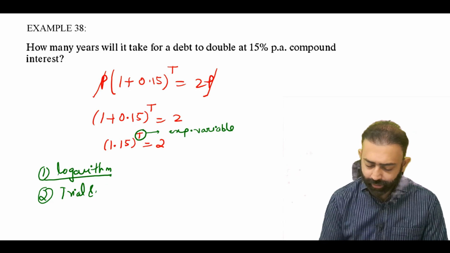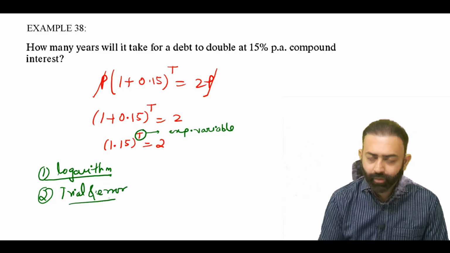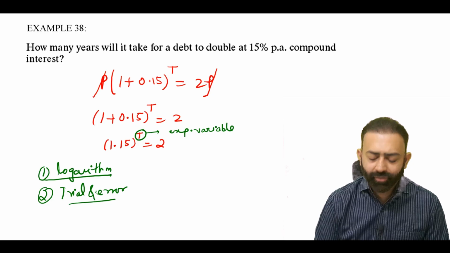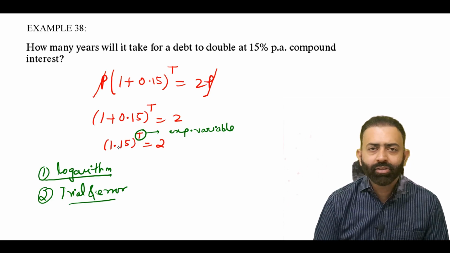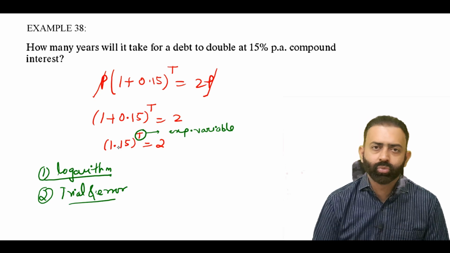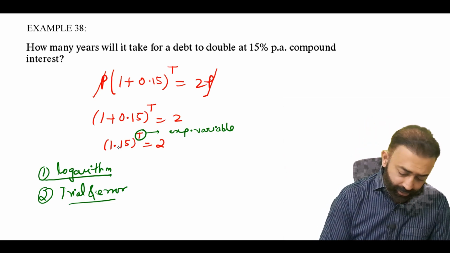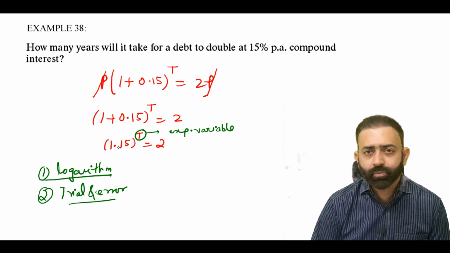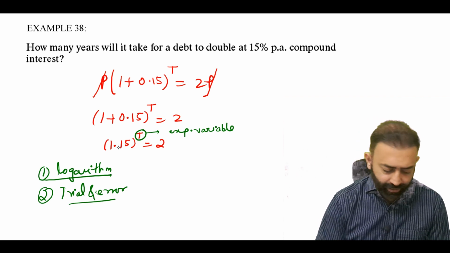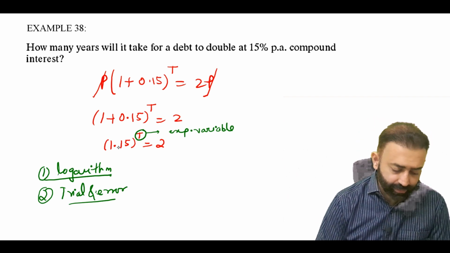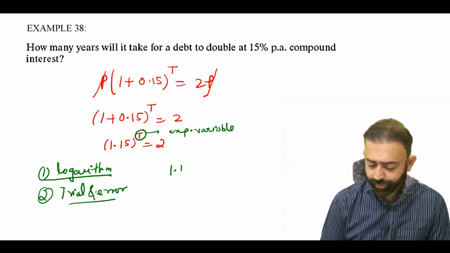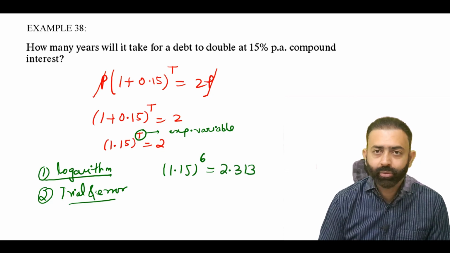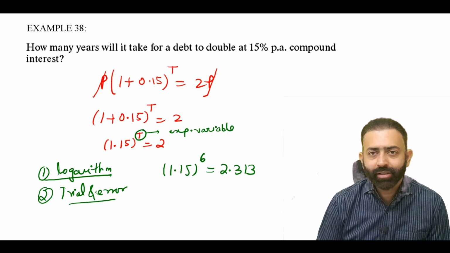Trial and error. Just put a value in place of t in your calculator with base 1.15 and see which value comes out closer to 2. If I take, let us say, 1.15^3, this comes out to be 1.52. So t is in fact greater than 3. Let us put 6. 1.15^6 comes out to be 2.313. It is greater than 2. That means the value of t lies between 3 and 6.